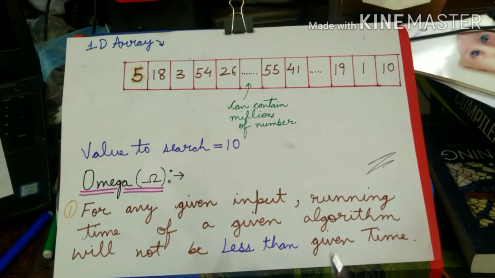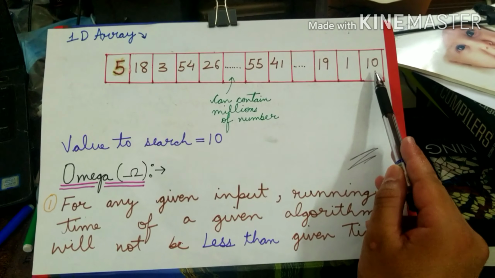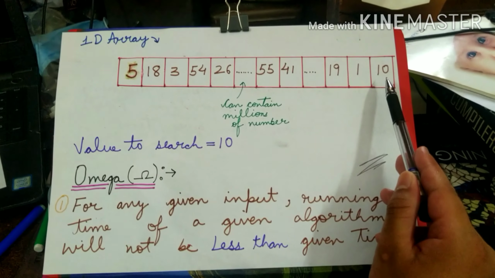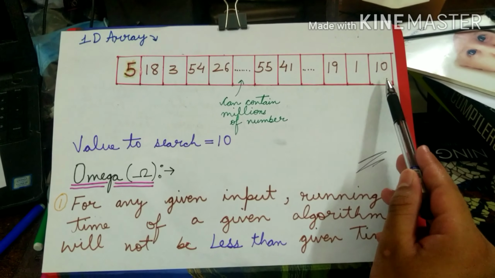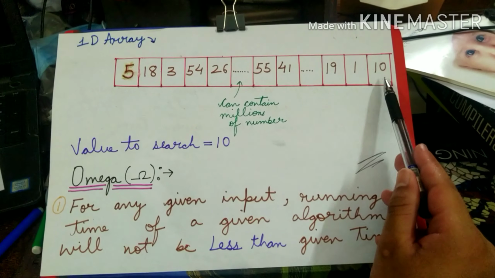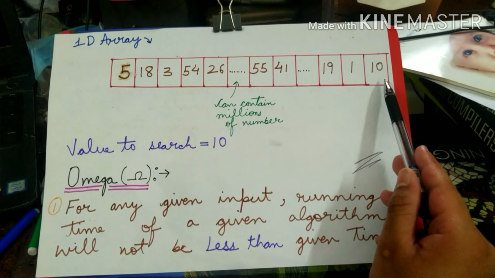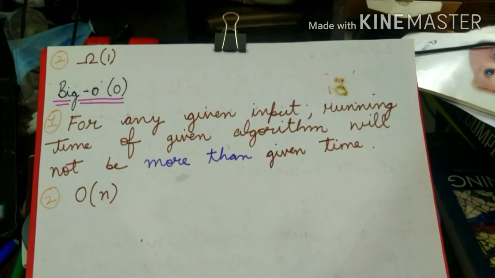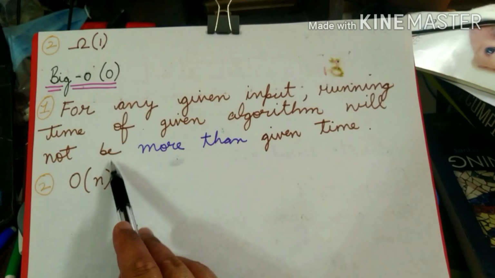So if we check the last cell, which contains 10, it will take n units of time to search the value 10 because it is the maximum. Okay, it will take n units of time. Hence we write O(n).